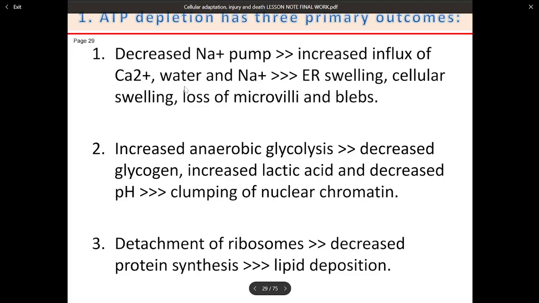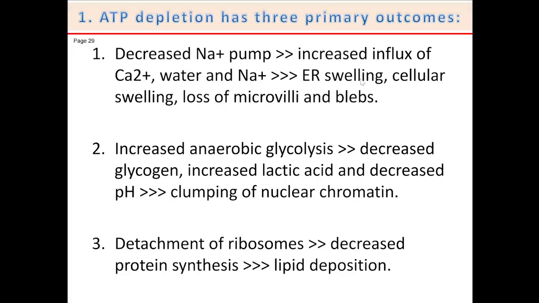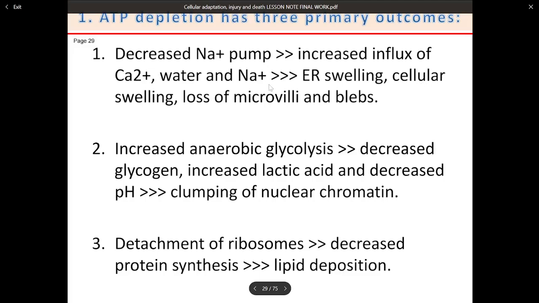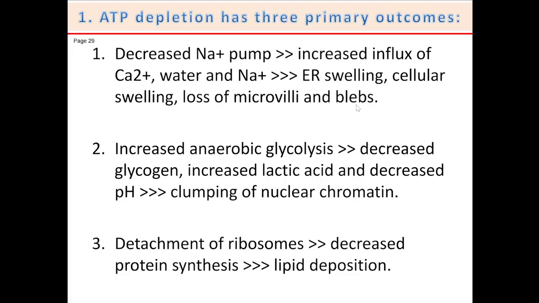Now, this will also result in increase in influx of water as well as sodium, ultimately resulting in swelling of the endoplasmic reticulum, which will result in cellular swelling. Then loss of microvilli and formation of blebs. I explained what blebs are, those cellular protrusions, loss of it.